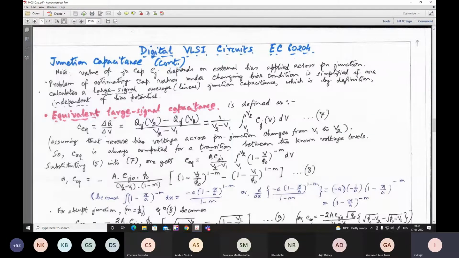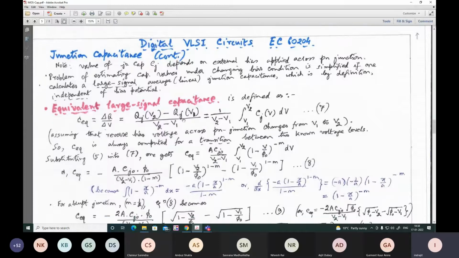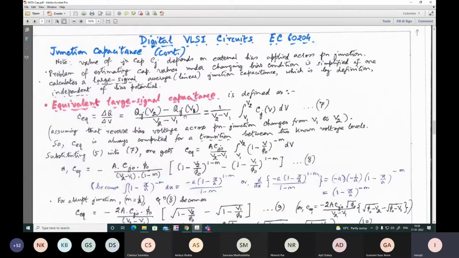For that, we take a problem of estimating capacitance values under changing bias condition, which will be simplified if we calculate a large signal average linear junction capacitance, which is by definition independent of the bias potential. That means although we know that the potential is varying, we need to know only the initial value and the terminal value. This will make for a first order calculation, and it will give us a fairly accurate value.